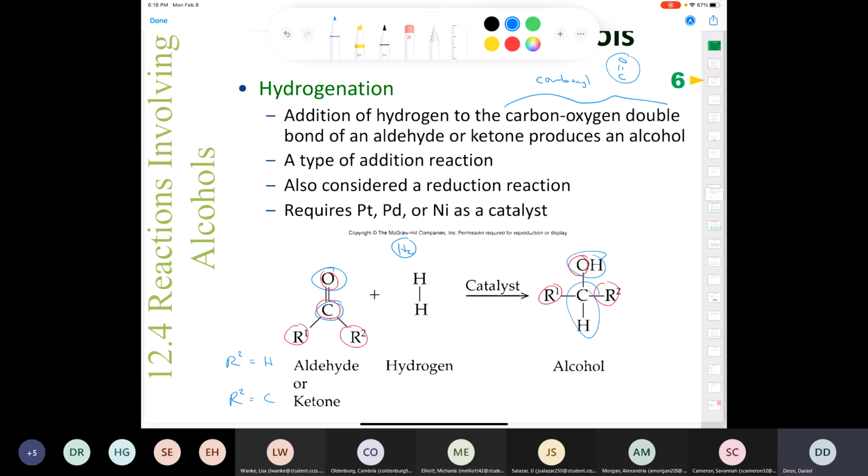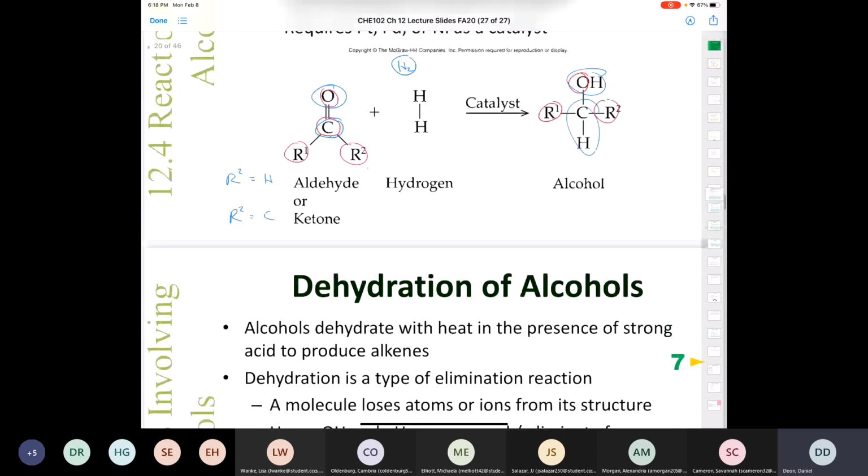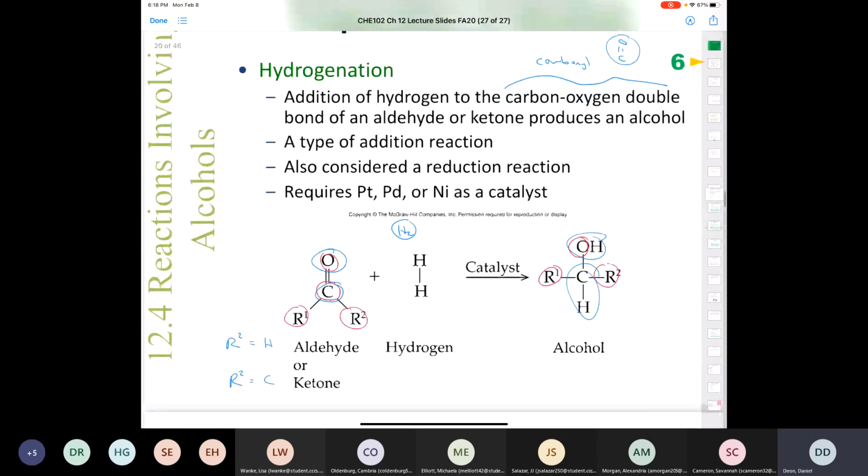All right, hydrogenation of an aldehyde or a ketone. Well, if you're wondering what the difference is, whether it's an aldehyde or a ketone, is there any consequence there? And the answer is absolutely. In fact, if you hydrogenate an aldehyde, you end up with a primary alcohol. And if you hydrogenate a ketone, you end up with a secondary alcohol.